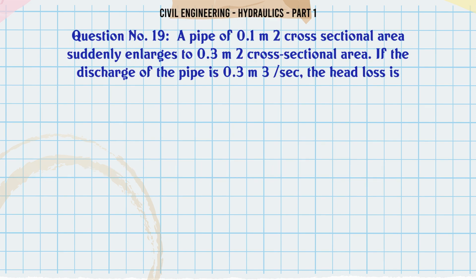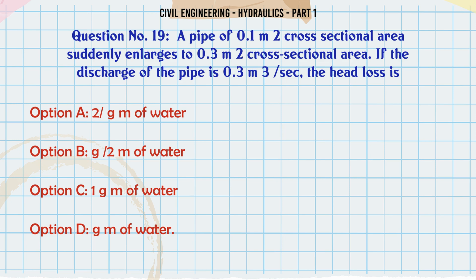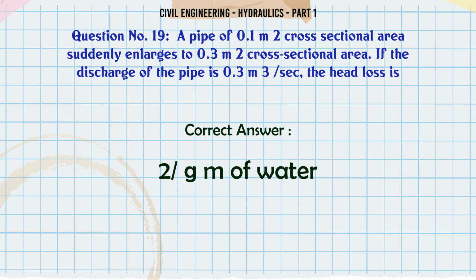A pipe of 0.1 m² cross-sectional area suddenly enlarges to 0.3 m² cross-sectional area. If the discharge of the pipe is 0.3 m³/sec, the head loss is A. 2g m of water, B. g/2 m of water, C. 1/g m of water, D. g m of water. The correct answer is 2g m of water.